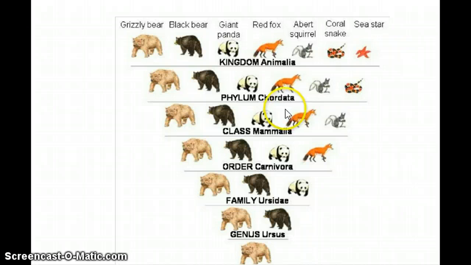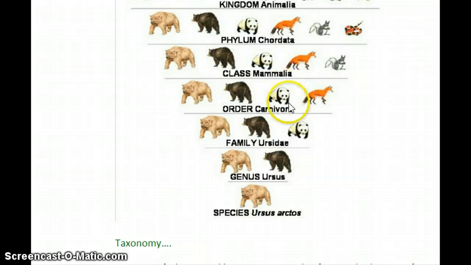So if we look within phylum Chordata and break it down even further into the class of mammals, class Mammalia, that eliminates the snake. So now we're looking at just mammals. And then order, we have order of carnivores, Carnivora, so that eliminates the squirrel. And then we get down to even more specific into the family. Ursidae is the family of bears, so that eliminates the fox. And then Ursus is a genus of bears that include grizzlies and black bears and most of the North American bears. That eliminates the panda.